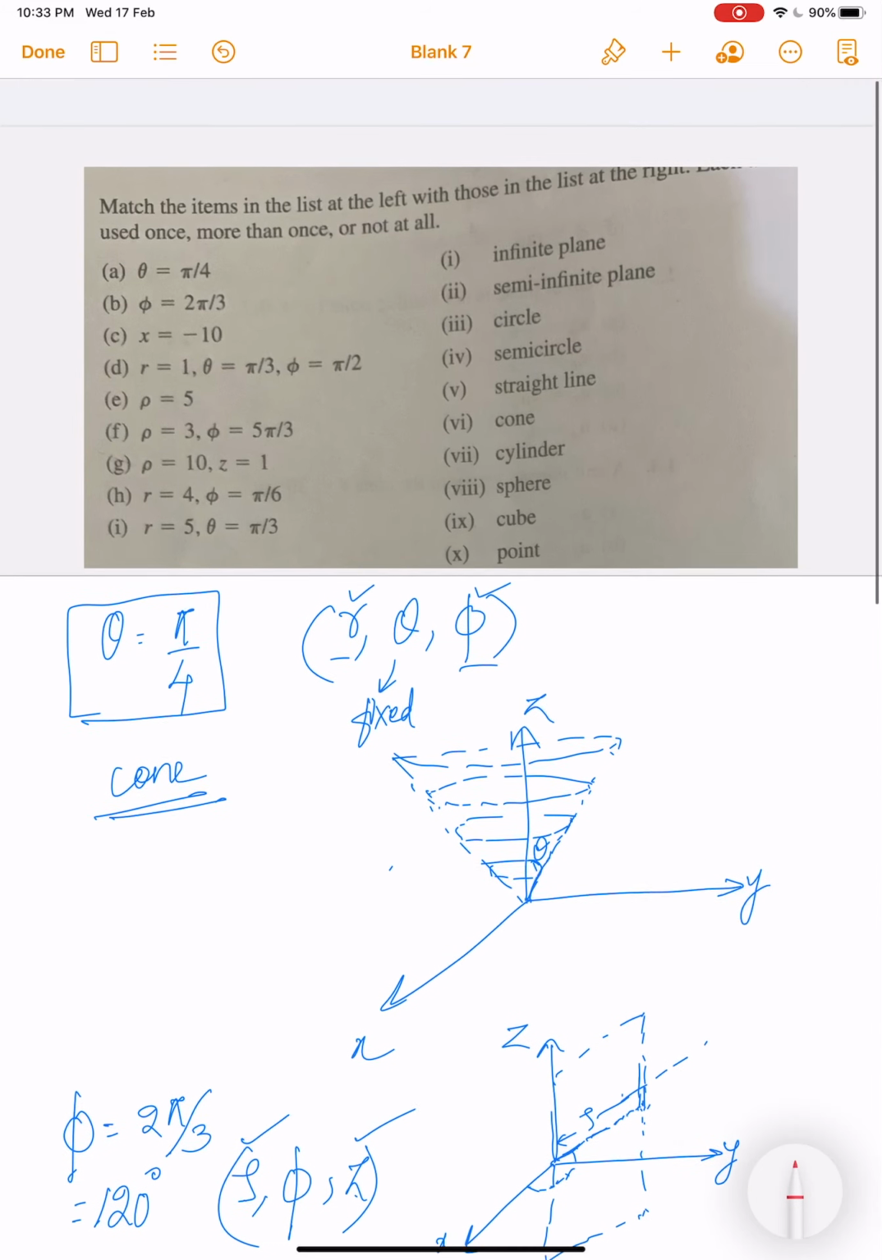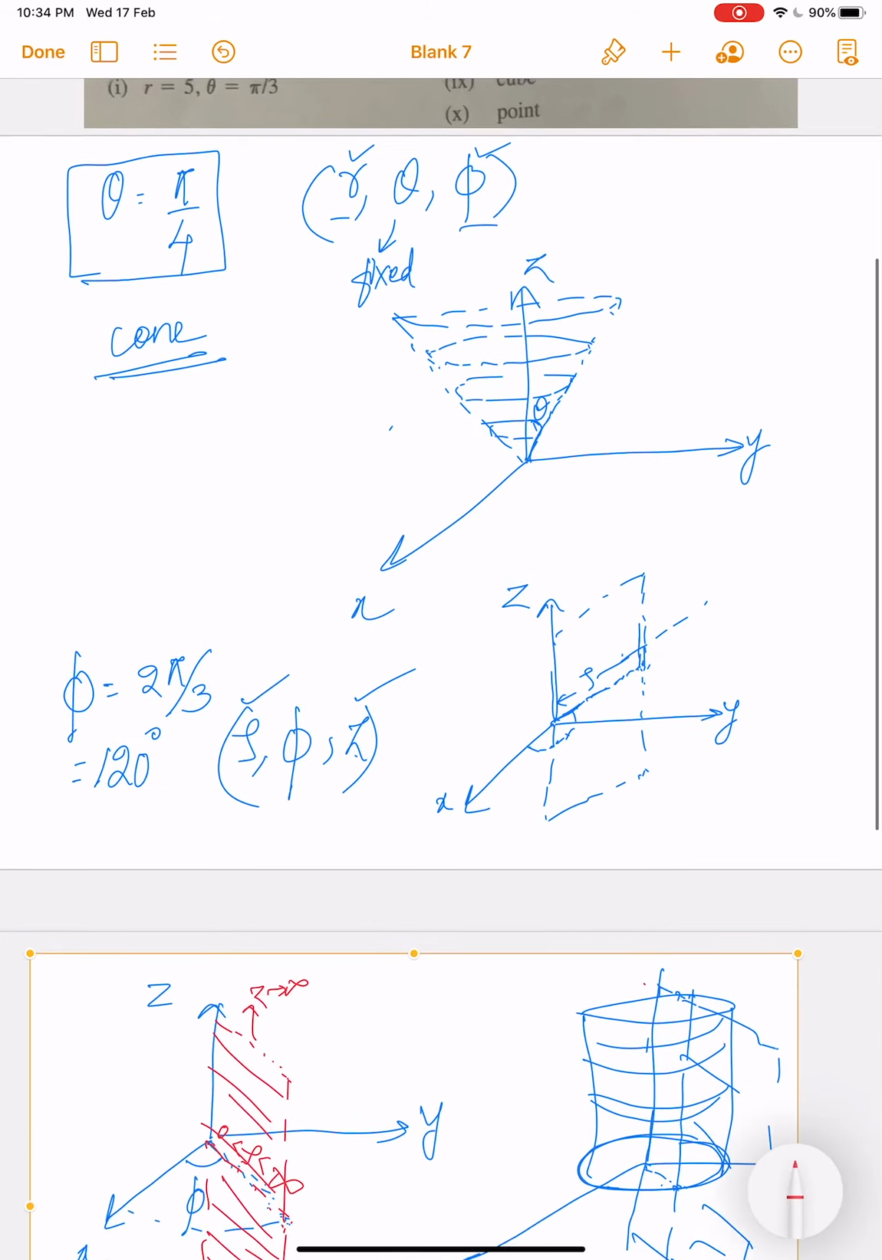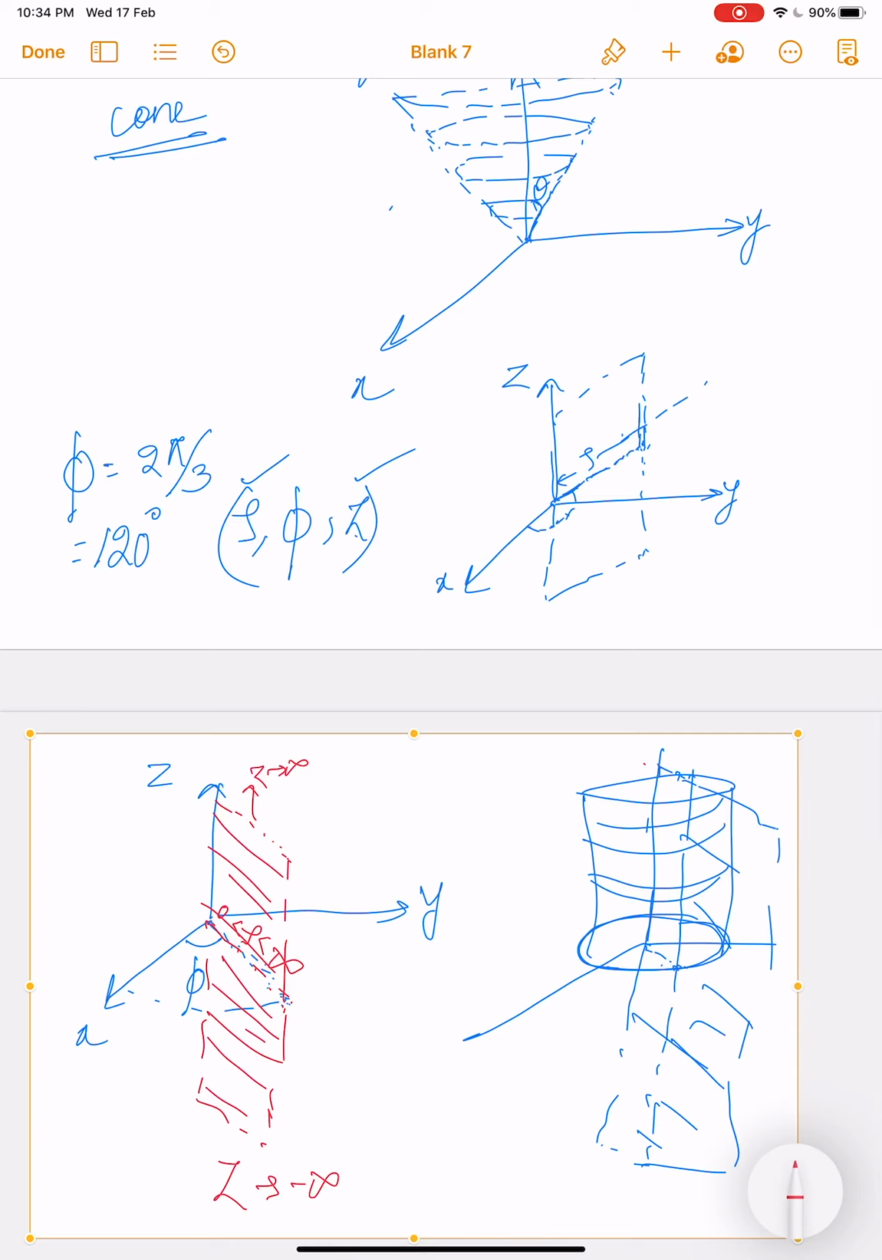So if I have to match it from this side, I can call it a semi-infinite plane. Why? Because my rho varies from 0 to infinity. Had it been varying from minus infinity to infinity, then I could have said it's a totally infinite plane. But this, I'll say it's a semi-infinite plane.